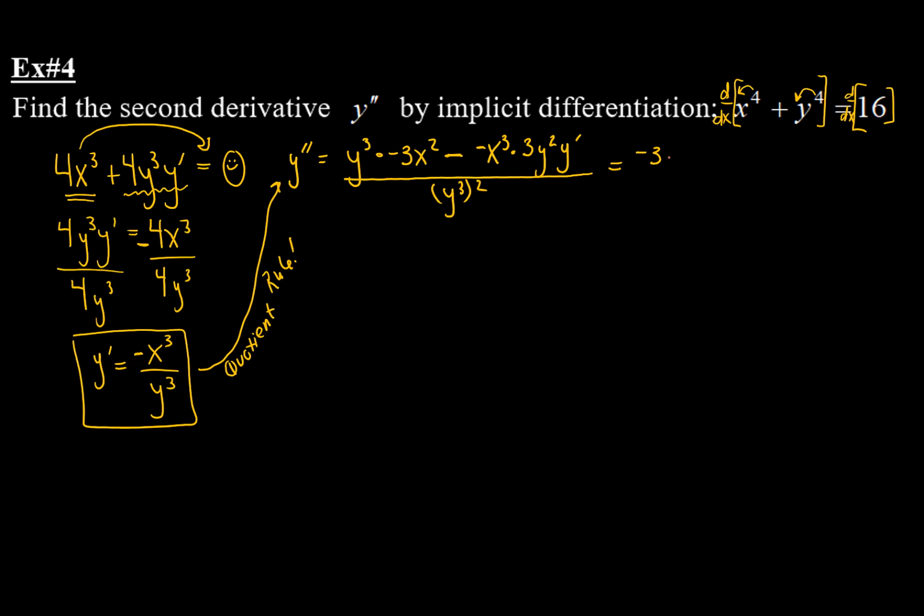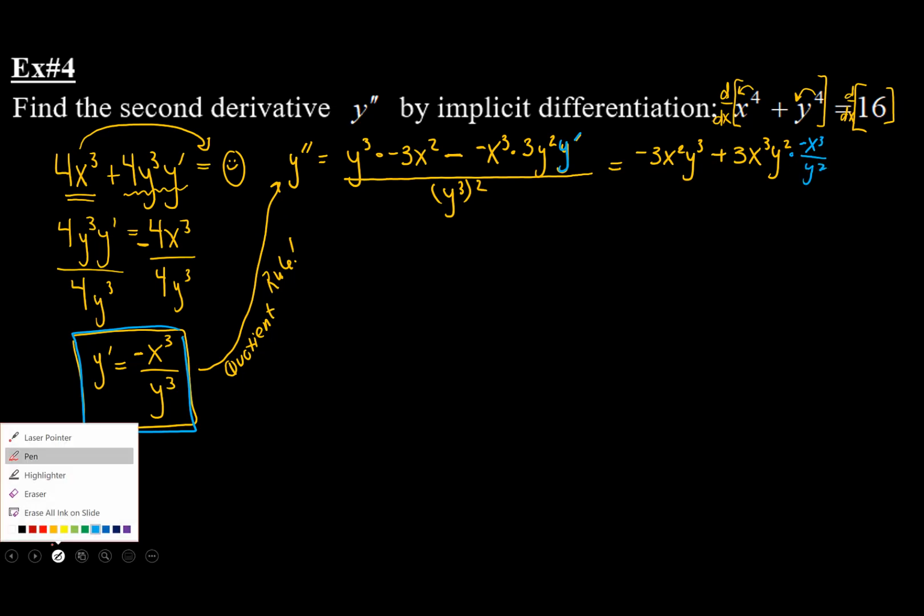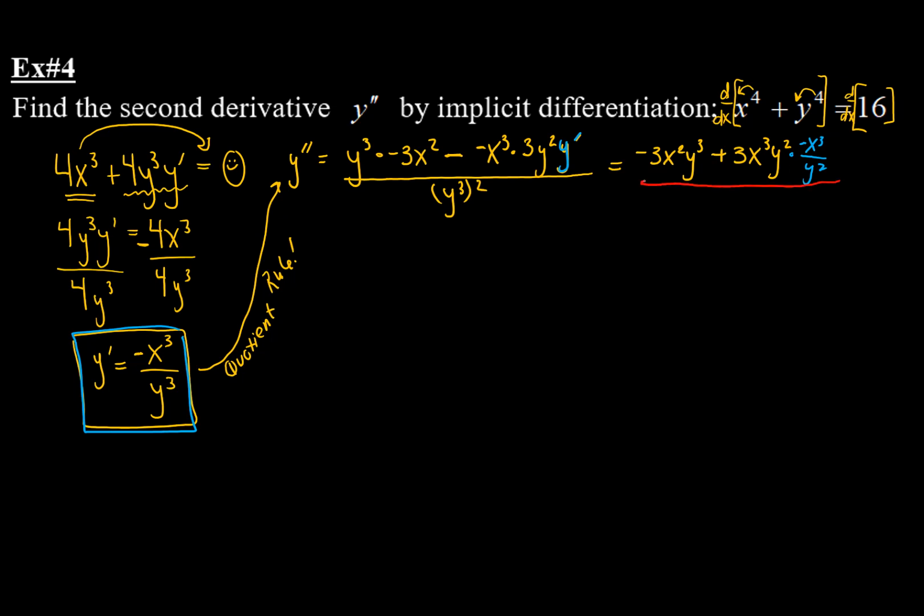I'm going to write this as negative 3x squared y cubed. This negative is going to turn into positive. 3 is going to come in the front. And I'm going to have x cubed times y squared. And here's something that's kind of magical that's going to happen. See this y prime right here? I know that y prime is equal to negative x cubed y cubed. So I'm going to plug that in here. Negative x cubed y cubed. And then I'm going to finish the denominator. Y to the power of 3 squared gives me 6.